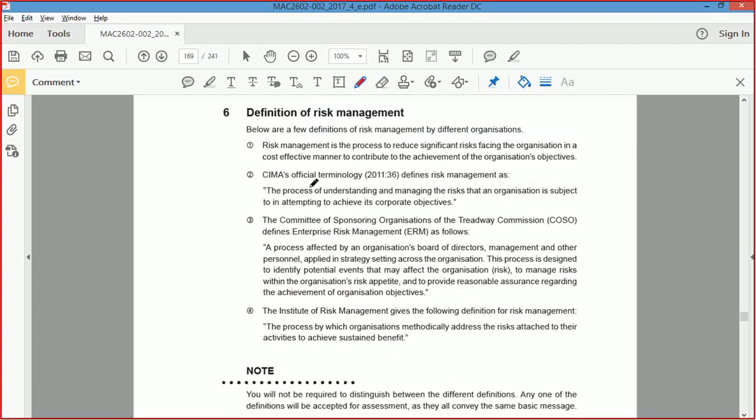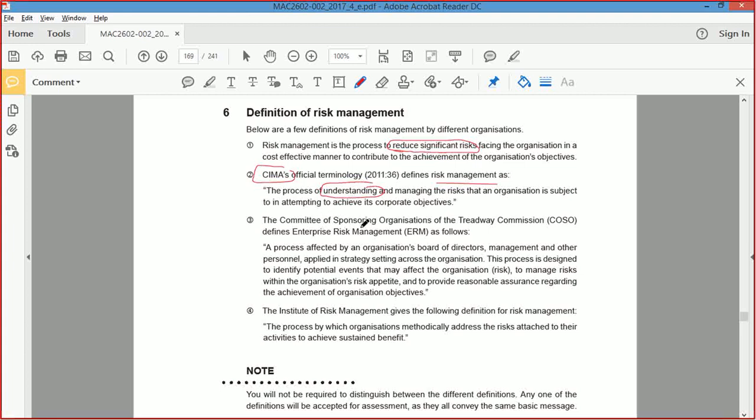So here you're looking at definitions of risk management. The first: risk management is the process of reducing risks. We know we need to reduce risk and maximize return. SEMA defines risk management as the process of understanding. See, there's the key. Do you know what the consequences are going to be?